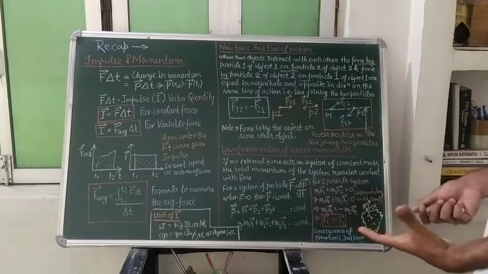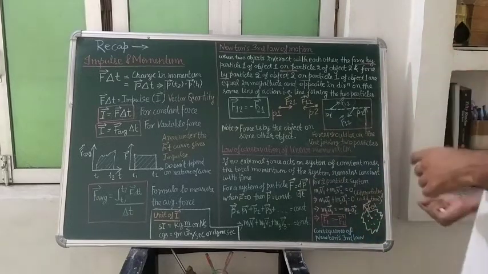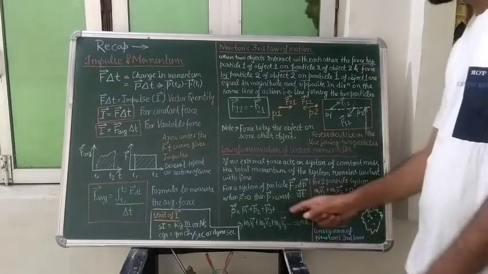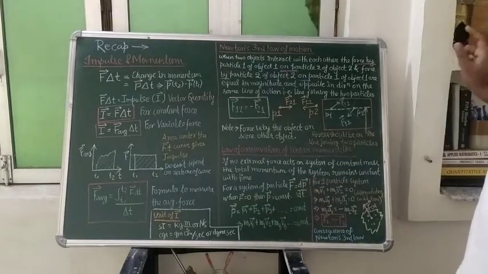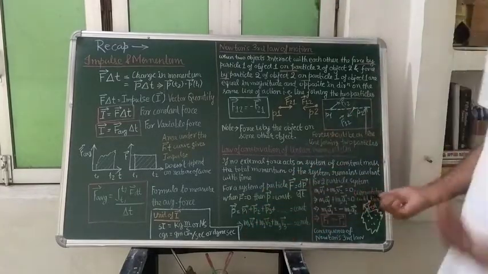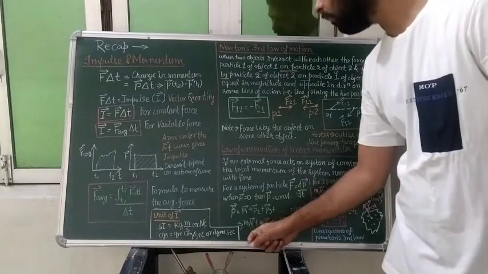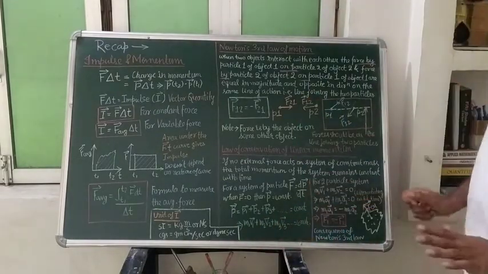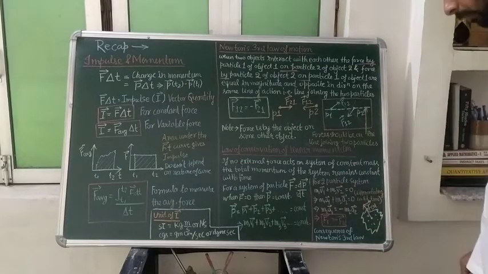And for a system having so many particles, from 1 to n, the total momentum will be constant. So the momentum of particle 1, particle 2, particle 3 up to particle n will remain constant. And what is momentum? The product of mass with velocity. So m1v1 plus m2v2 plus m3v3 will become constant for a system when no external force is acting on the system.